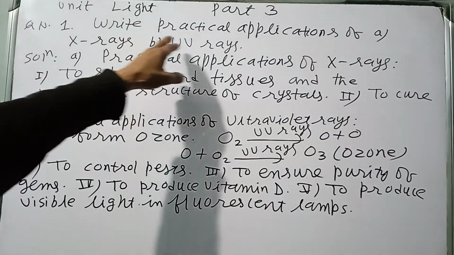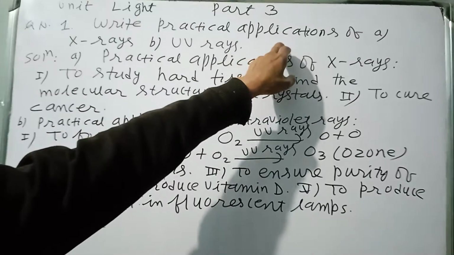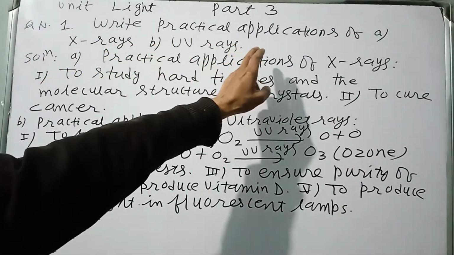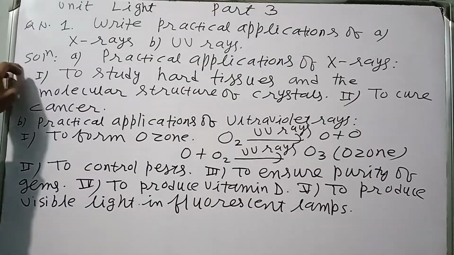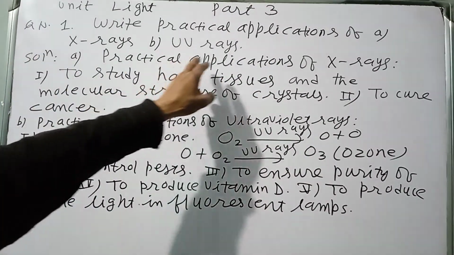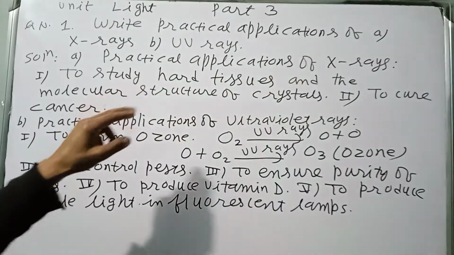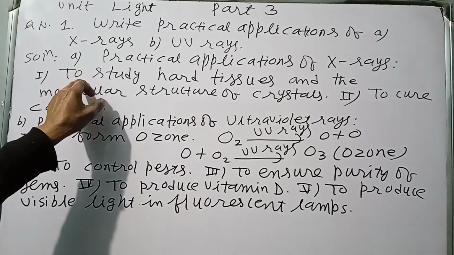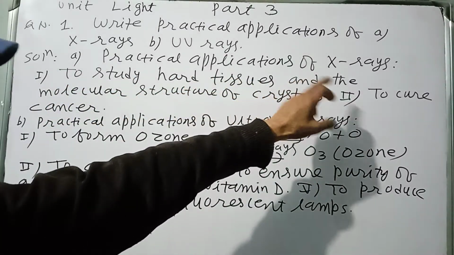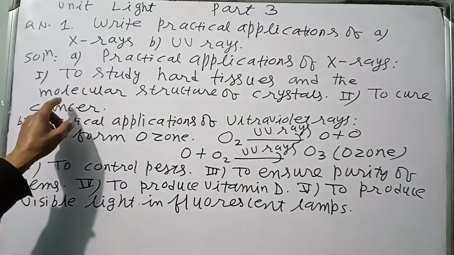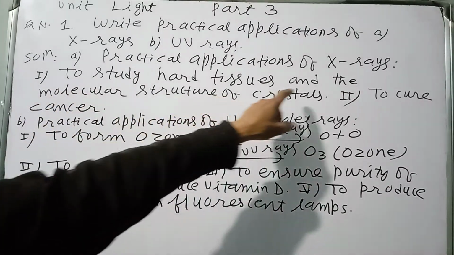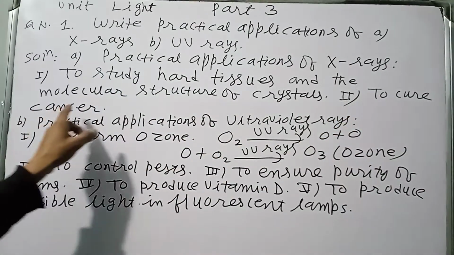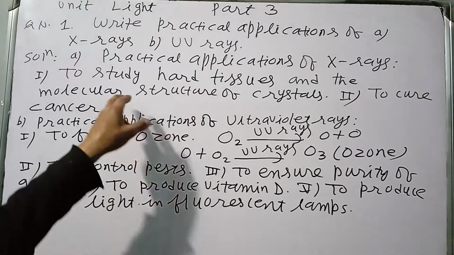Question number 1. Write some practical applications or advantages of the following: X-rays and ultraviolet rays. Solution: A. Practical applications of X-rays are as follows. Number 1, to study heart tissues and bones, and to study the molecular structure of crystals. Number 2, to cure cancer, and to sterilize some.